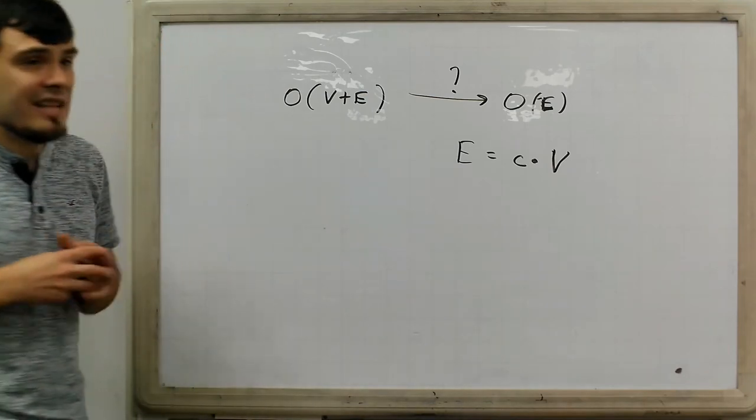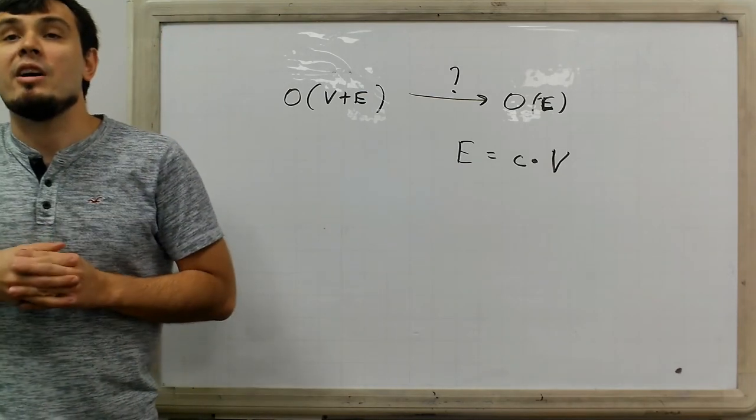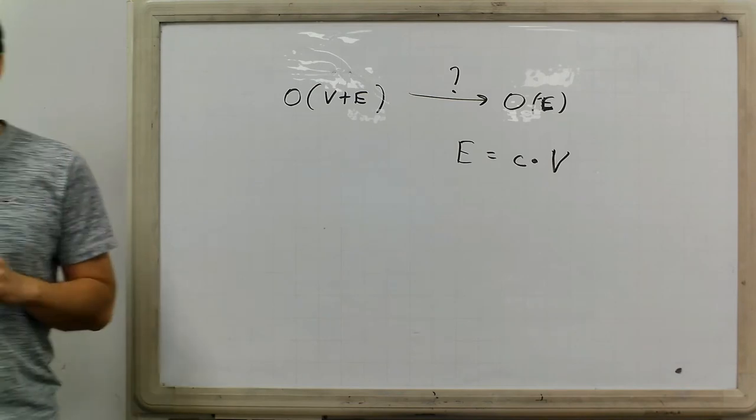And then you can have a dense graph, which is some kind of situation where everything is related to everything else, or most other things.